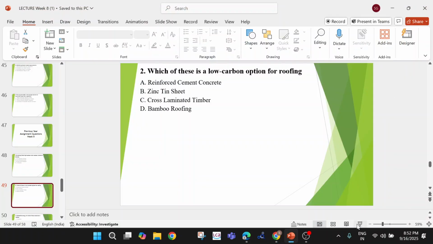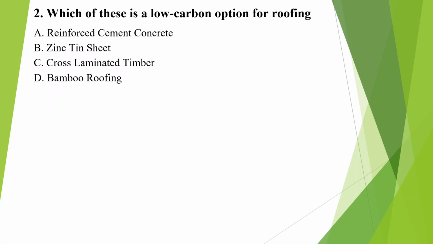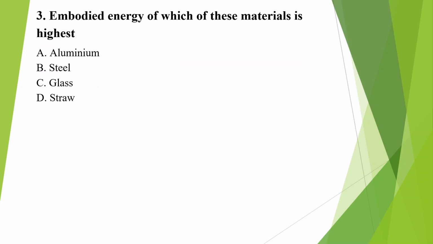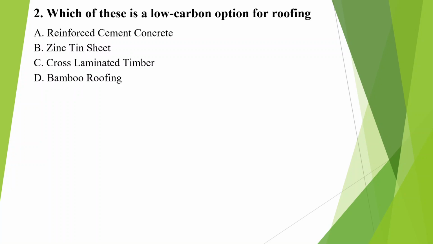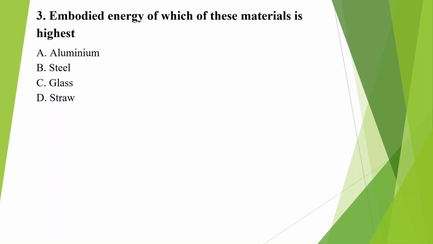Okay, so let's move to the third question then. Here is the third question, which is asking you that embodied energy of which of this material is highest. This is a very good, interesting question, because you have already done all of this in this week's assignment and in the sample problem questions also. So I want all of you to answer it correctly and answer it rapidly, so that we can move to the fourth question also.